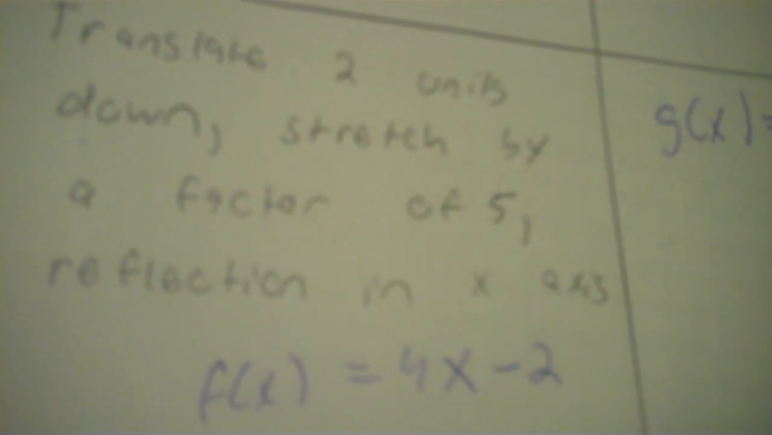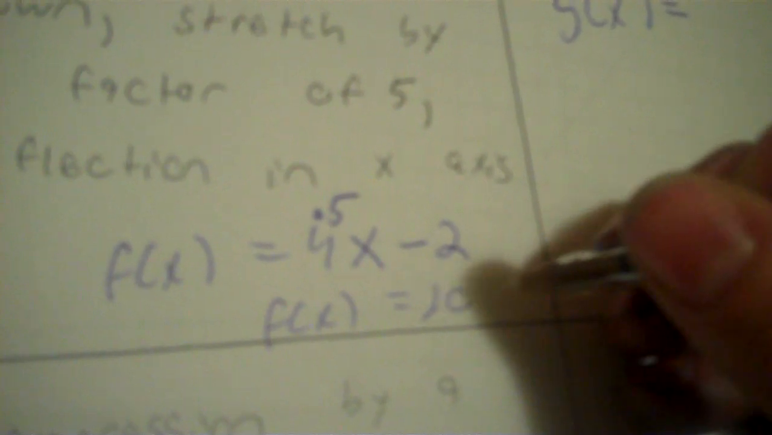Translate 2 units down, okay? So that's minus 2. Stretch by a factor of 5. So that means multiply your x by 5, just the x. So now where are we at? We're at f of x equals 20x minus 2.